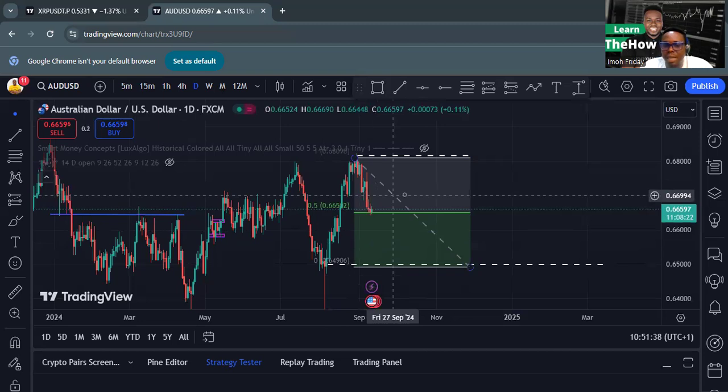So at this point, you can see, enter this market for a possible sell. But right now, I'm going to wait for this pullback. Probably it pulls back to this. Okay, sorry about that.